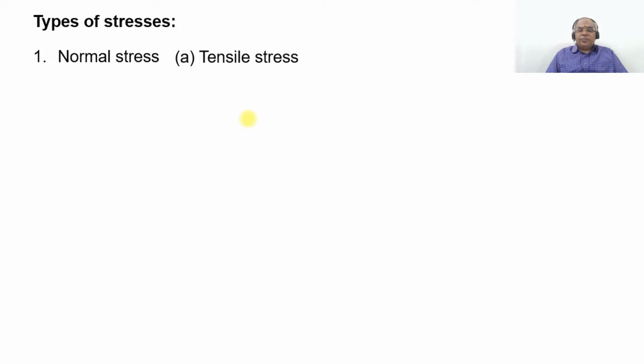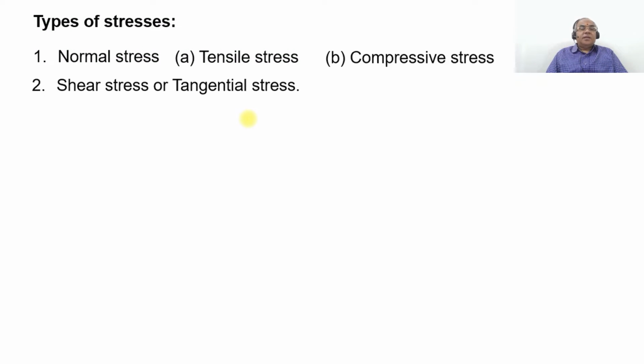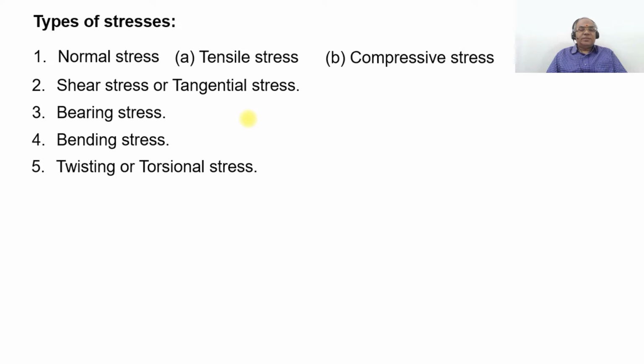Now, in this video, we are going to discuss the types of stresses. The types of stresses: first, we are going to consider the normal stress, which is either tensile or compressive stress. And then we have shear or tangential stress. Number 3, the bearing stress. Number 4, the bending stress. And number 5, twisting or torsion stress.